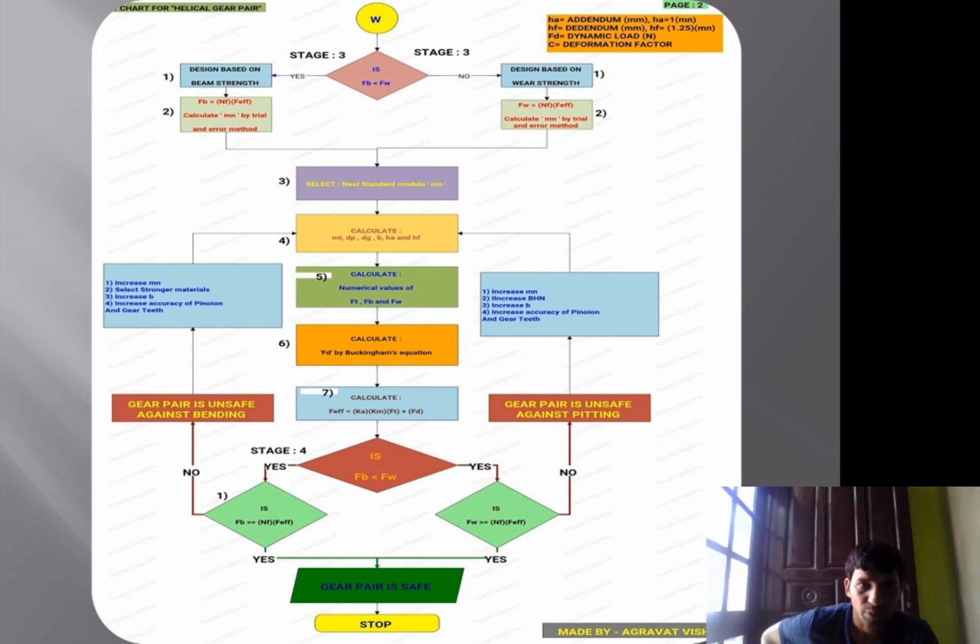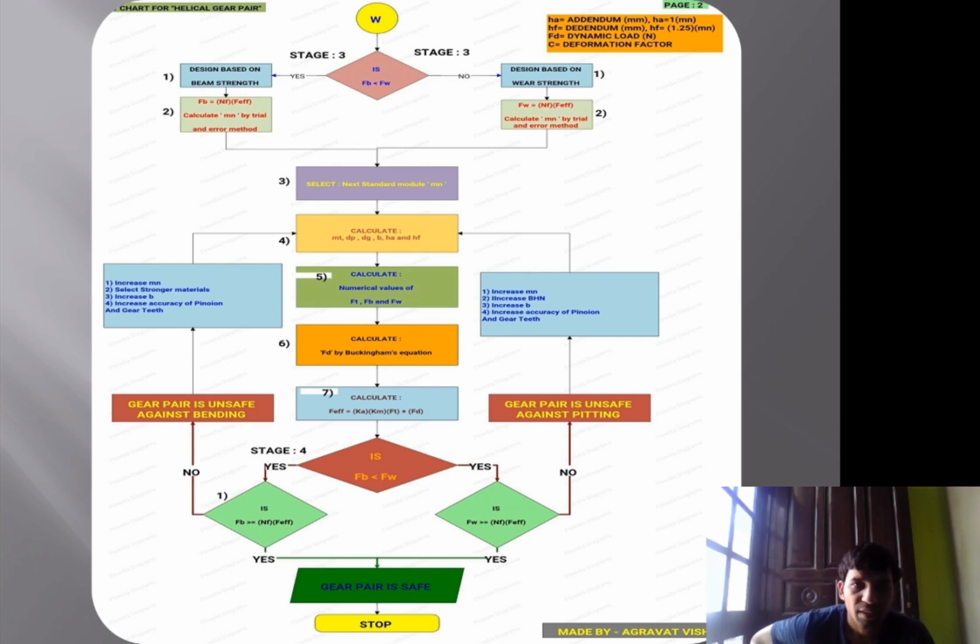So by calculating this value with the hit and trial method, we get the answer. Similarly, if this condition is not true, that means FW is greater than FB, then we have to design based on wear strength, and we have to find FW equal to factor of safety multiplied by F effective, and that is compared with FW, and we calculate the answer with the help of the hit and trial method.